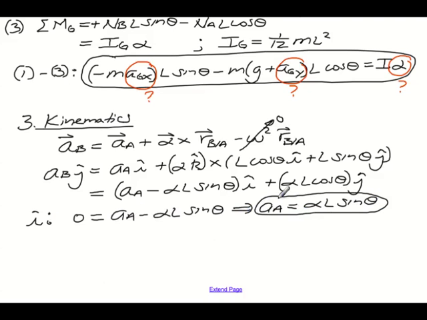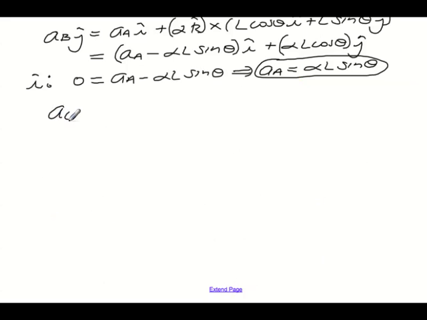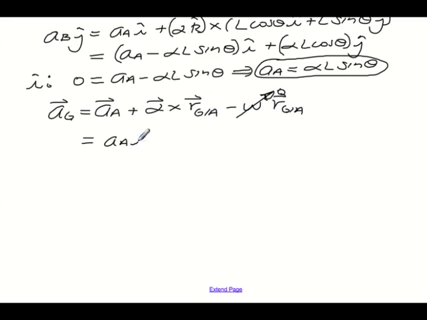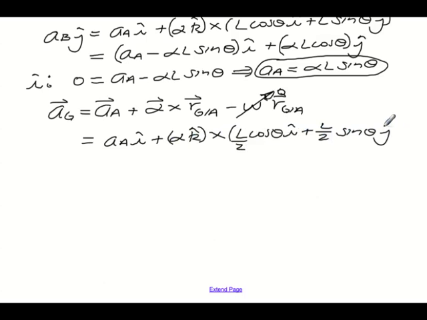So this I'm going to use next by saying that AG as a vector is equal to A sub A plus the same alpha crossed with a vector which goes from A to G, minus omega squared RG with respect to A. Release from rest, there's that. A sub A, that's just in the x, alpha k, crossed with the vector from A to G is going to be an L cosine theta in the I, L over 2, and then an L over 2 sine theta in the j. So carrying all this through, I get A sub A minus alpha L over 2 sine theta in the I plus alpha L over 2 cosine in the j.